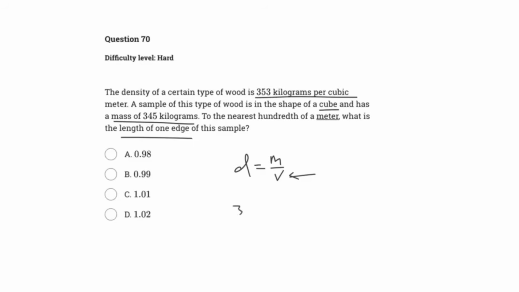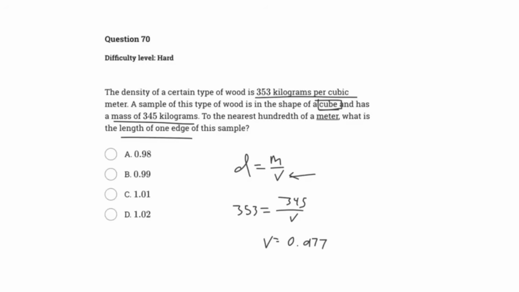So we know that density here is 353. I'm just going to ignore units. Mass here is 345 over V. If we solve for V here, we get V equals 0.977. So we know that the wood is in the shape of a cube, and so now we have the volume of that cube, right?